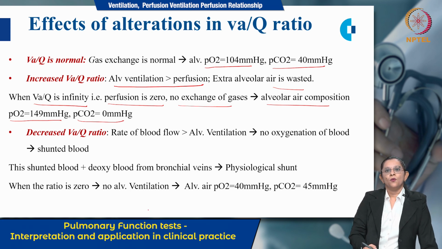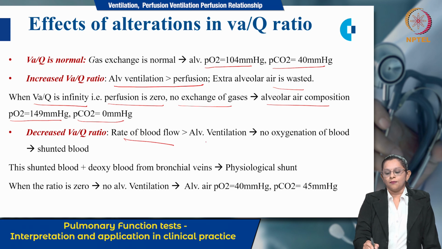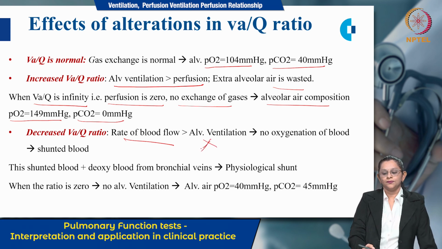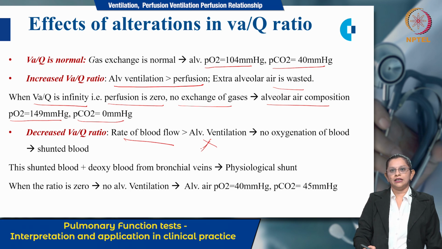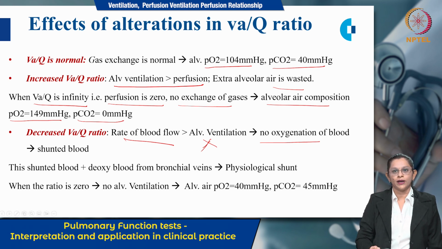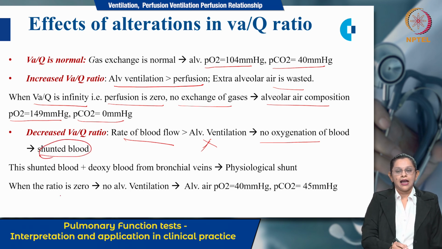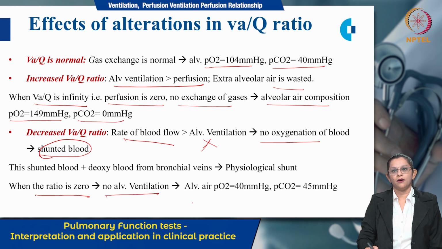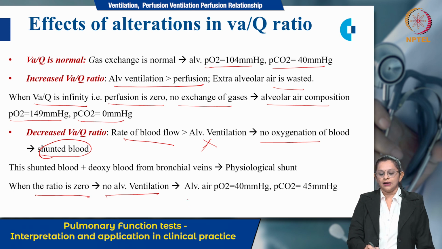On the contrary, when the blood flow is present but there is no alveolar ventilation, again there is not going to be any diffusion of gases, there is no oxygenation of the blood, and the blood that is going to go to that alveoli is just wasted blood. We do not call it wasted blood, we call it shunted blood, which means it does not get oxygenated. And when this ratio goes to 0, when there is absolutely no alveolar ventilation and only perfusion present, there is again a change in the alveolar gas composition, wherein the alveolar PO2 is around 40 and the PCO2 is around 45 millimeters of mercury.